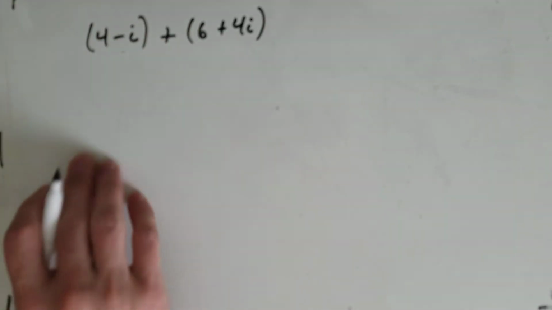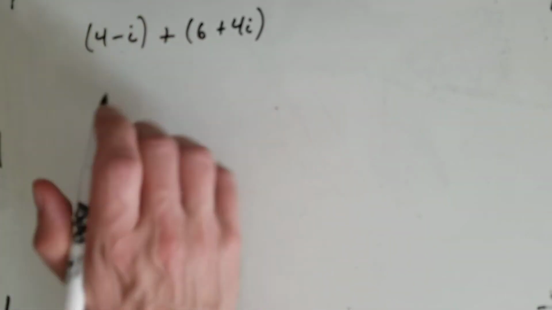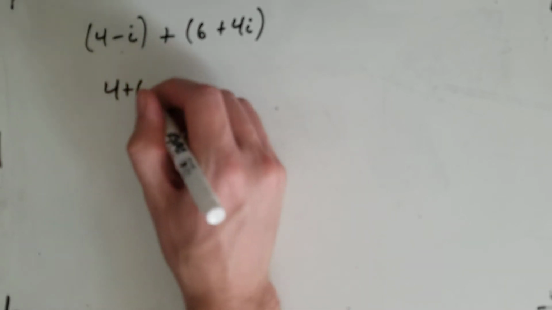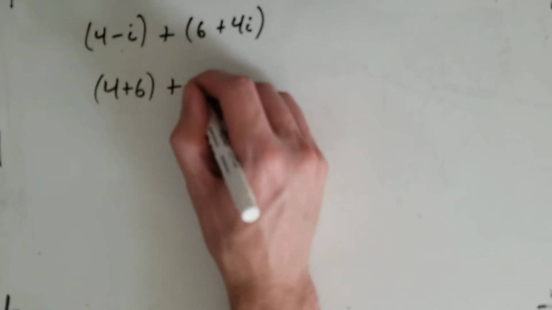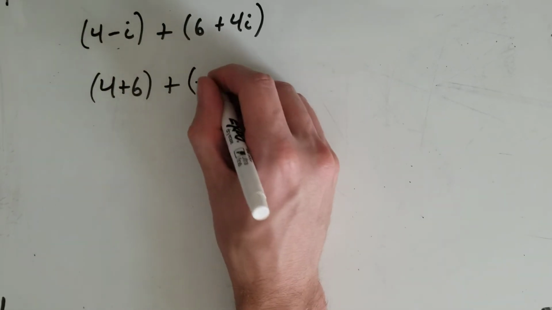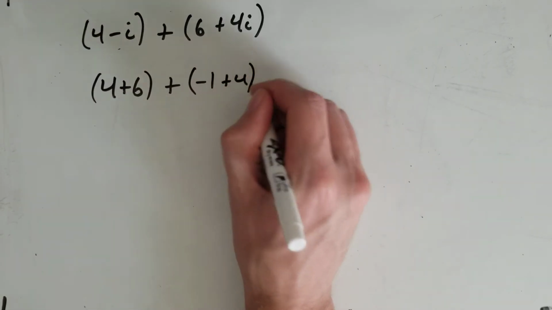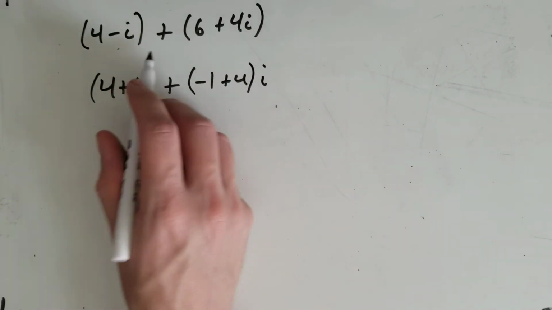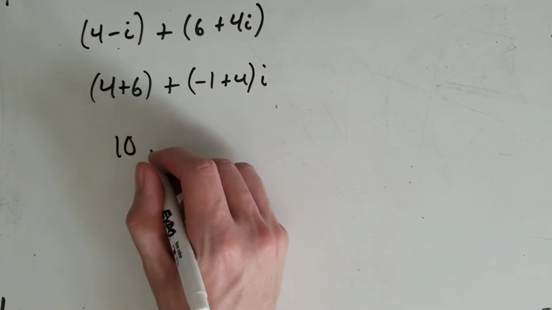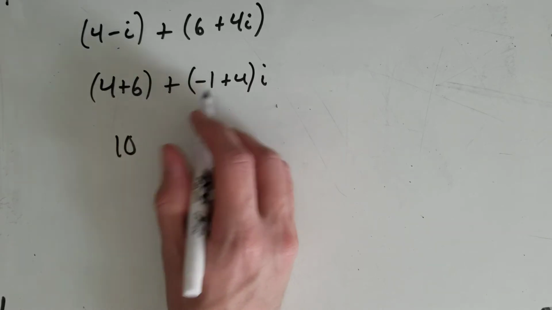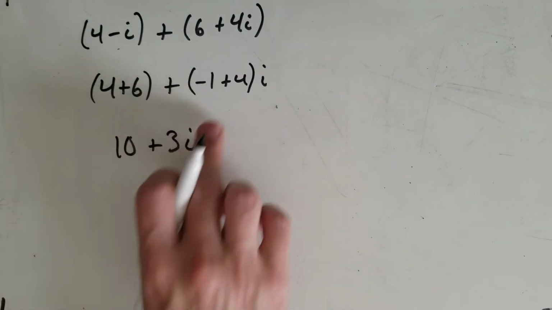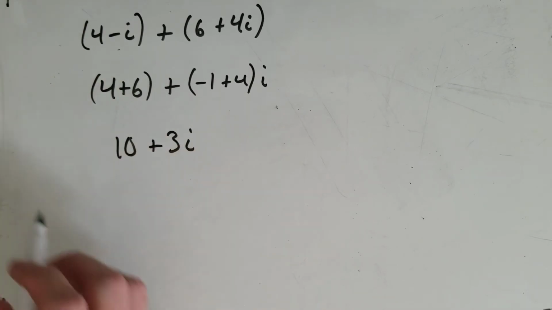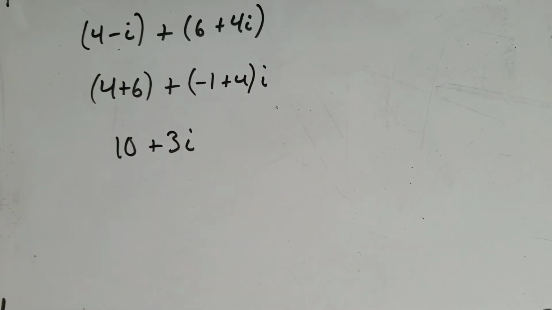We're adding them together, so take your real parts, 4 plus 6. Here's your 4 plus 6, and we're going to end up with, well, your imaginary parts are negative 1 plus 4. So when you add these two complex numbers, the sum is going to be 10 plus 3i. Add the real parts, add the imaginary parts, there's your complex number. So that was the first one.